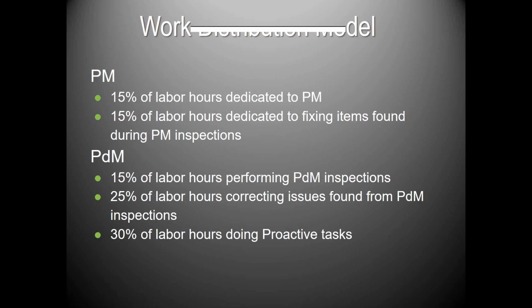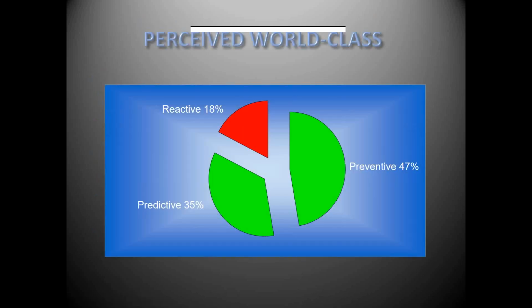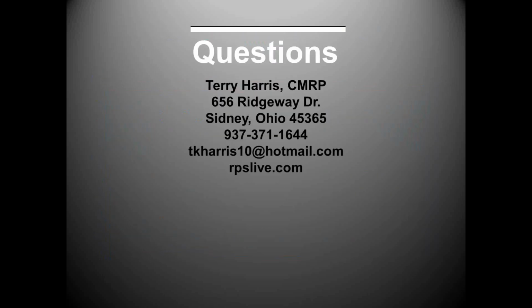One of the things that's missing on this work distribution model is reactive maintenance. Now, you can never get it to zero, but the point of this is we need to drive reactive maintenance down to the lowest possible number. World class is 18%, or it's actually 20% at most companies. That's how you get there, making sure you get effective PMs done and predicting failures before they happen.